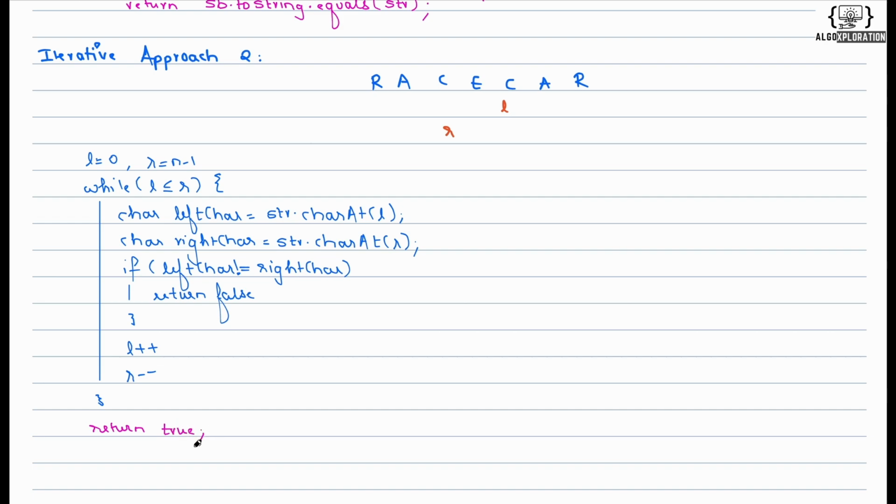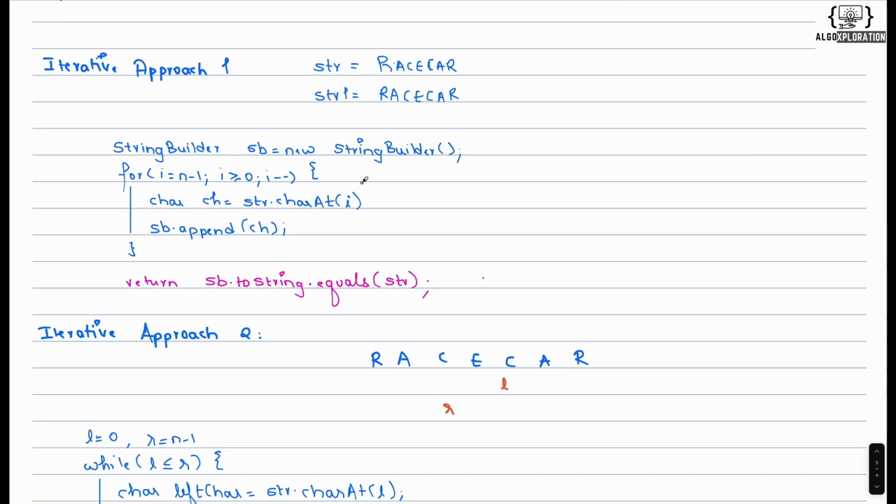I hope you got this. If you didn't, I recommend you to please try it by yourself. So these are the two iterative approaches. You can go by any of them. But if you talk about the time complexity, here we can see that the for loop is running for n times. So the time complexity will be simply order of n. And what about the space complexity? Here we can see that we have taken extra space by creating the string builder. So here the space complexity will be order of n.